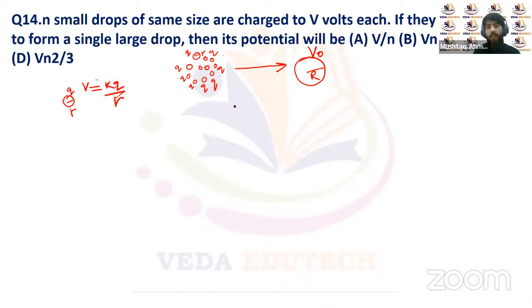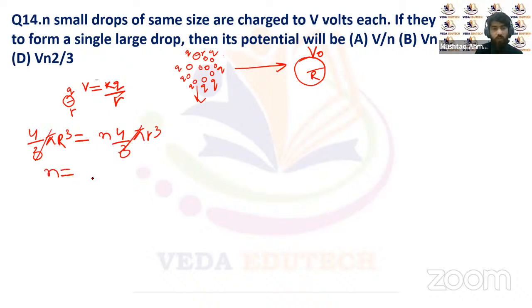Now, when all these n drops combine to form the large drop, the volume of all these drops will be equal to the volume of the large drop. The volume of the larger drop will be 4 by 3 pi R cubed, and that will be n times the volume of the small drops, 4 by 3 pi r cubed. So 4 by 3 pi will cancel, and we are left with R equal to n to the power 1 by 3 into r. This will be the radius of the bigger drop.